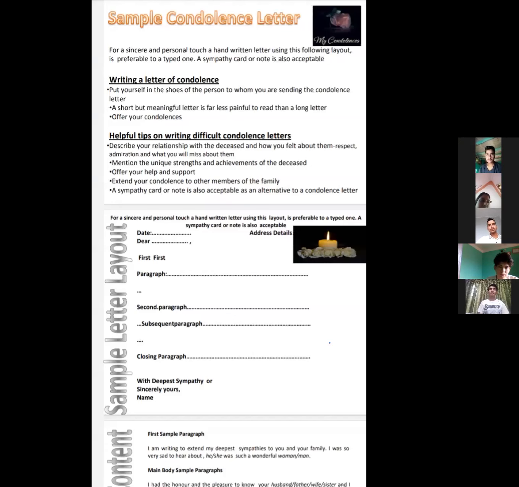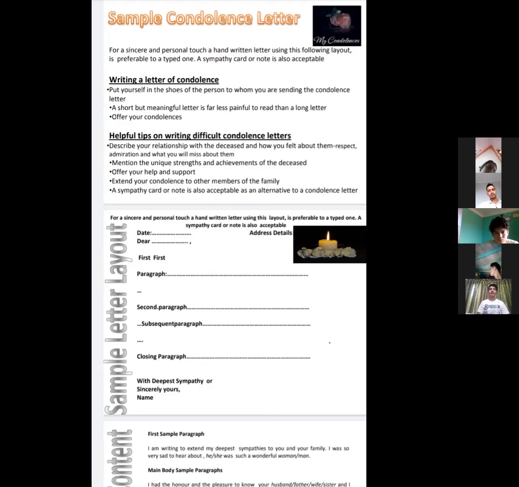And then another helpful point: you have to describe your relationship with the deceased one, the one who's dead. Mention the unique strength and achievement of the deceased, offer your help and support, and extend your condolence to other members of the family. A sympathy card or note is also acceptable. All right, so these are the major points.